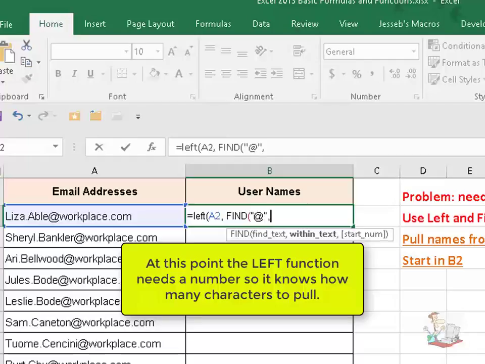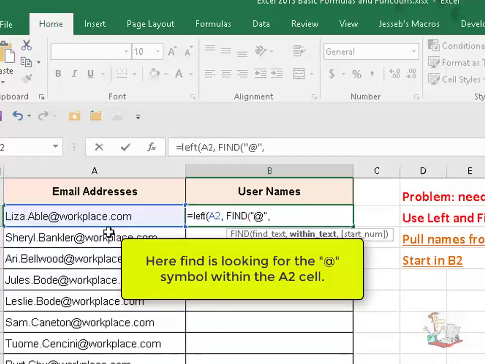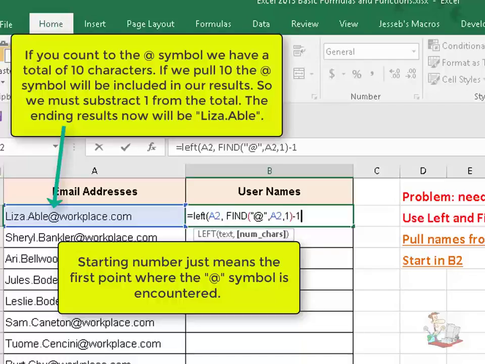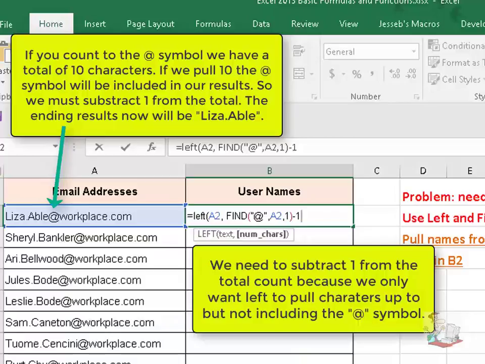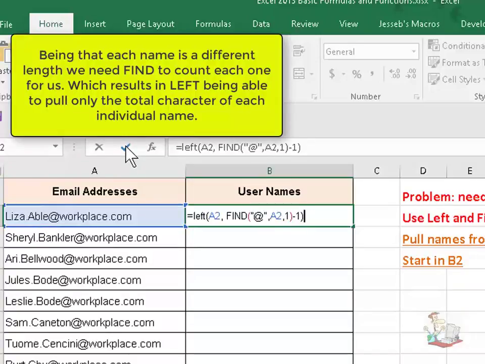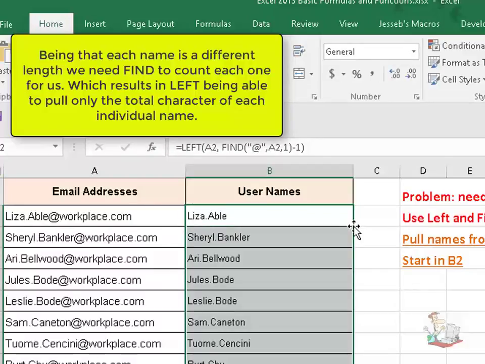And then a comma. Within what? Within the text right here. And the starting number is going to be the first occurrence of the @ symbol. But remember, when we reach the @ symbol, we want to subtract 1 number from the total count up to the @ number because it's including the @ symbol. And we subtract 1, that just gives us the length of the name. So then we can close our parentheses for the left and then check it off, and we have the name. Then, of course, the autofill, just double-click and it'll fill all the names down.